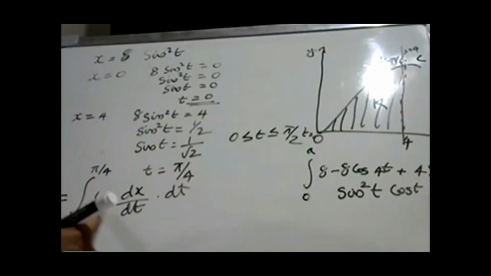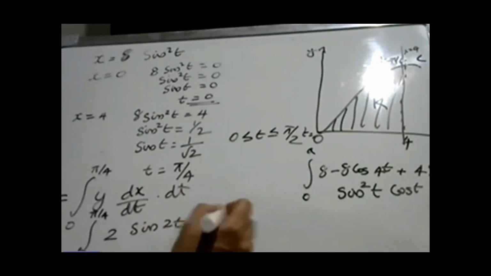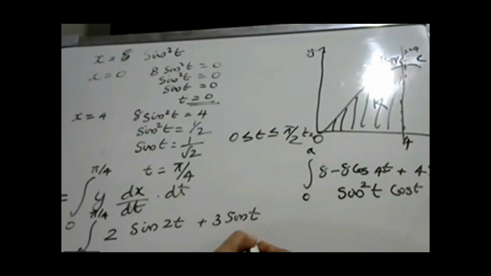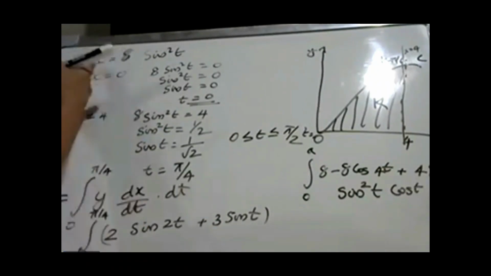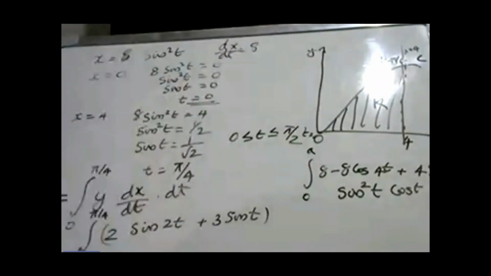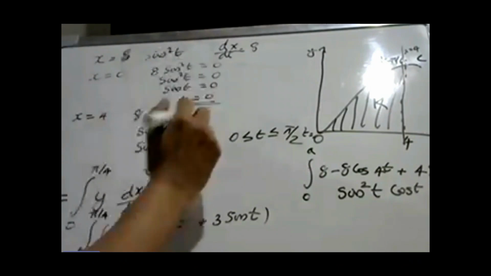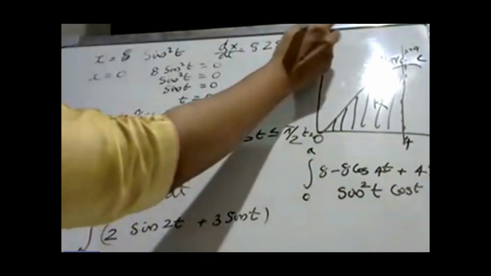Now, what is the equation for y? This is equal to the integral from 0 to pi over 4, where y is equal to 2 sin 2t plus 3 sin t. Now what is dx over dt? x is 8 sin squared t. So dx over dt is equal to 8, a constant, which I put outside, times the derivative of sin squared t. Sin squared t is equal to 2 sin t times cos t.